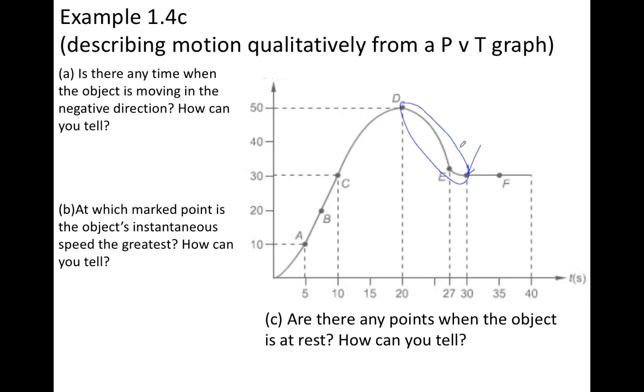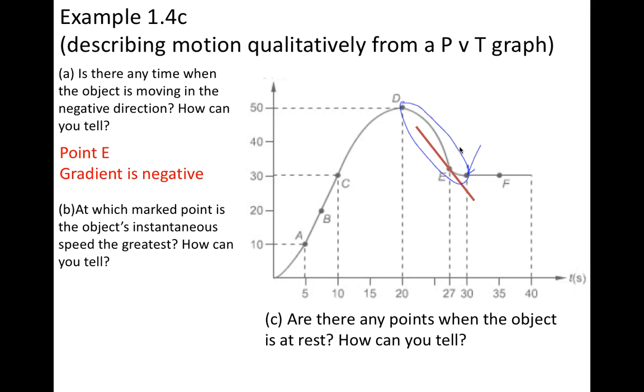The only marked point where this is happening is point E, and I can drop a tangent line at point E, and you can see that the gradient there is negative. So point E has a negative slope, and therefore the object is moving with a negative velocity.